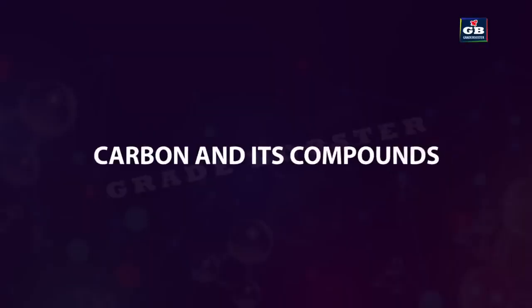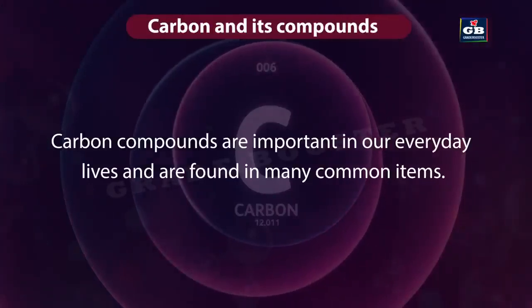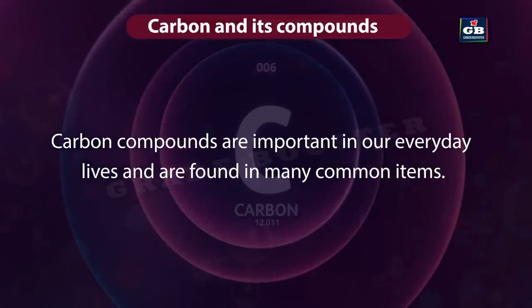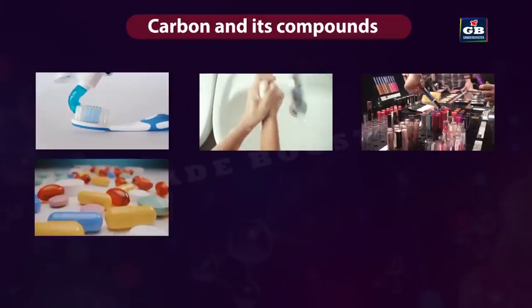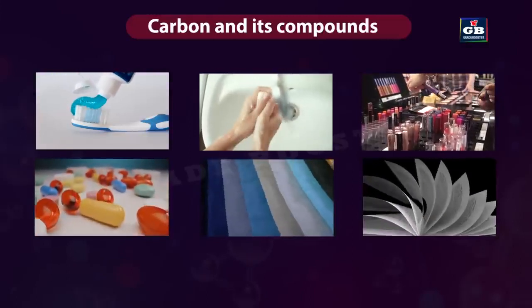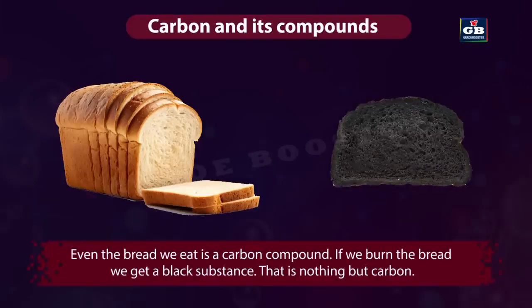Carbon and its compounds. Carbon compounds are important in our everyday lives and are found in many common items. Products like toothpaste, soap, cosmetics, medicines, clothes, and paper all contain carbon compounds. Even the food we eat, like bread, is made of carbon compounds. When bread is burnt, the black residue left is mainly carbon.